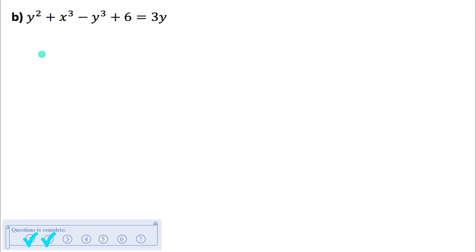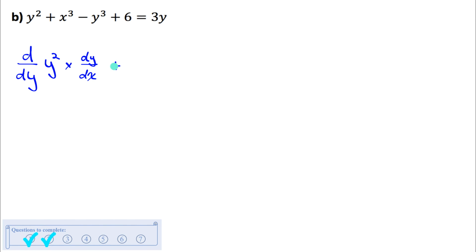So when I differentiate y squared, I want the derivative of y squared with respect to x, but that's a function of y. So I'll start by differentiating y squared with respect to y. But if I want the derivative of y squared with respect to x, I then need to multiply this by the derivative of y with respect to x.